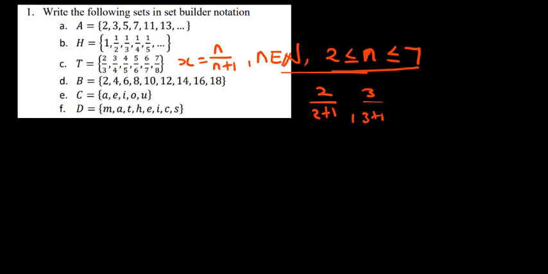That is the 3 over 4 we are seeing. The next one will be 4 over 4 plus 1. Okay, that's the 4 over 5 we are seeing. And then the next one will be 5 over 5 plus 1. That's the 5 over 6 we are seeing. So we can see the pattern there.